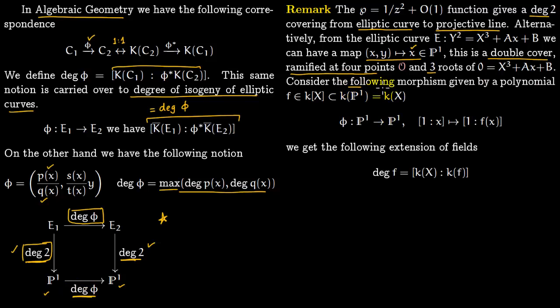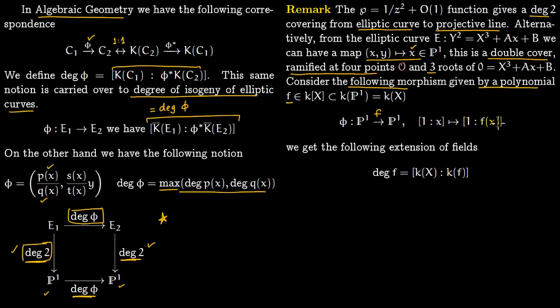Consider the following morphism given by a polynomial, say a polynomial f in K(x). This lies in the function field of the projective line, K(x). Now we construct a map phi from P1 to P1. Here the points are written as (1, x), and it is carried to (1, f(x)). So f basically is taking P1 to P1. It acts on this point x.